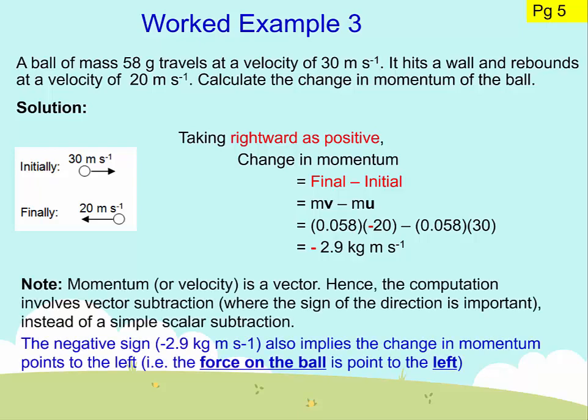Momentum is a vector, so the sign of the direction is important, which is why you need to state which direction is positive. Now, what does negative 2.9 mean? The negative sign implies that the change in momentum is towards the left, because right is positive, so a negative means it is towards the left.